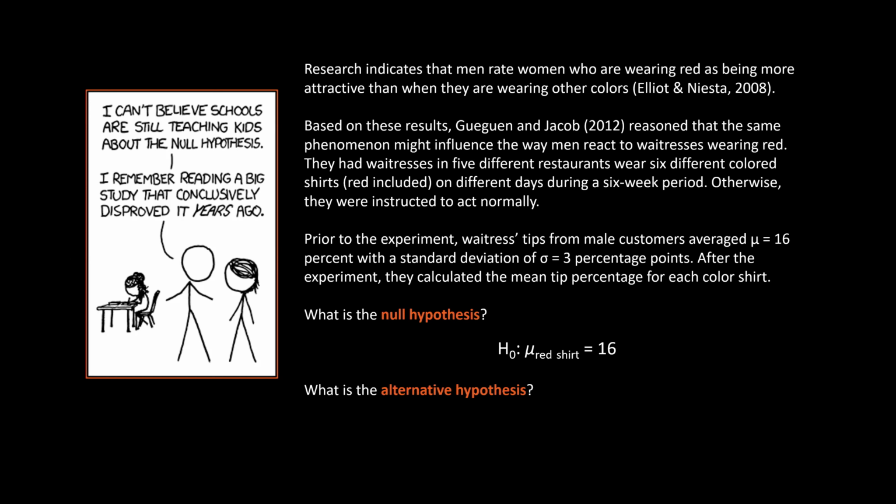Nothing has changed. So wearing a red shirt for the waitresses did not change their tip percentage. It was still 16%. Nothing has happened. There's been no effect in the study. The red shirts didn't work to increase tips, essentially. The alternative hypothesis is just the opposite of that. If the null hypothesis says that the mean equals 16, the alternative hypothesis says that the mean doesn't equal 16 anymore. So something has changed.